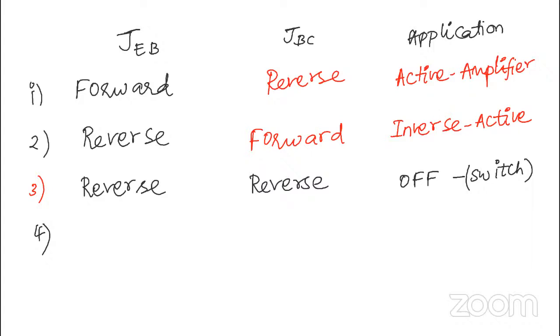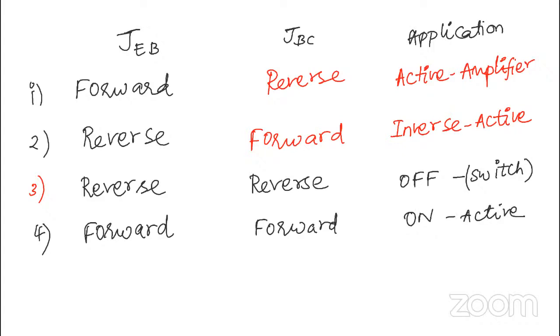Then here it is forward and forward. Forward and forward, and the automatically reverse half, so what will the forward be? It should be the on condition. So here it is the on condition, that is the active condition.